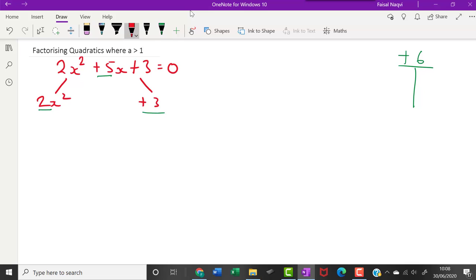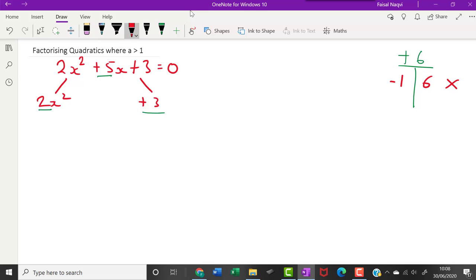So I'm going to try the numbers 1 and 6, because I know 1 and 6 multiply together to give me 6. But can I do anything with 1 and 6 to give me plus 5? Well, I could take away 1, because 6 take away 1 is 5. However, that has now changed my questions, because minus 1 times 6 is minus 6 and not plus 6. So therefore, these two numbers don't work.